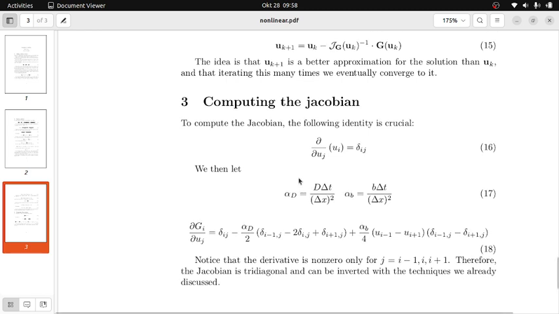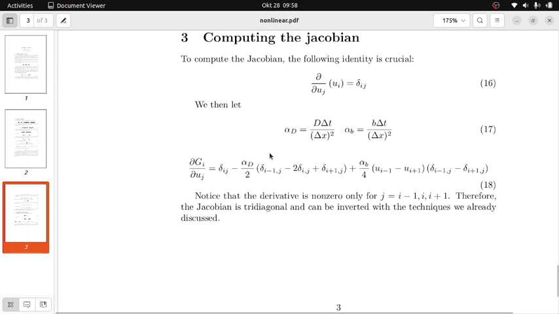And then, just to clean up the notation, we introduce these alphas as before. We have one alpha for each term: alpha_d equals d delta t divided by delta x squared, and alpha_b equals b delta t divided by delta x squared. And then we see that the partial derivative of g_i with respect to u_j is the Kronecker delta minus alpha_d divided by 2, times delta_{i-1,j} minus 2 delta_{ij} plus delta_{i+1,j}, plus alpha_b divided by 4, times u_{i-1} minus u_{i+1}, times delta_{i-1,j} minus delta_{i+1,j}.